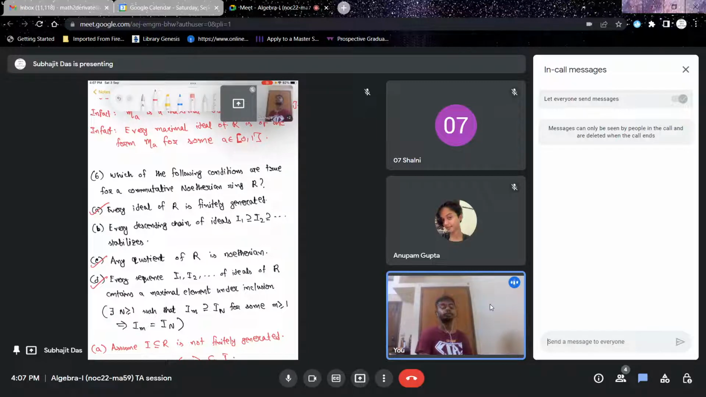So what do you think? I claim that this doesn't hold. I just want a counter example therefore. So you must give me an example of a Noetherian ring which doesn't have this property that every descending chain will stabilize.